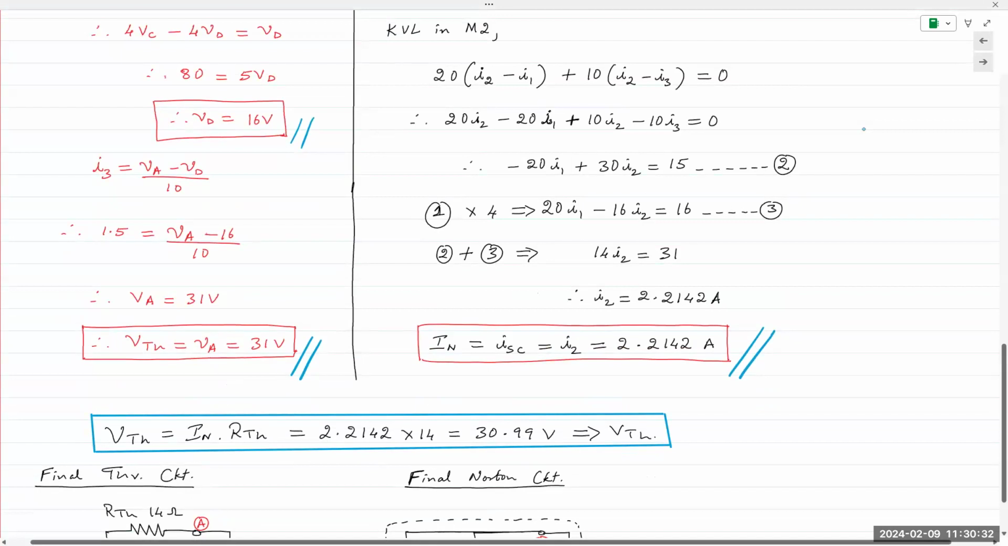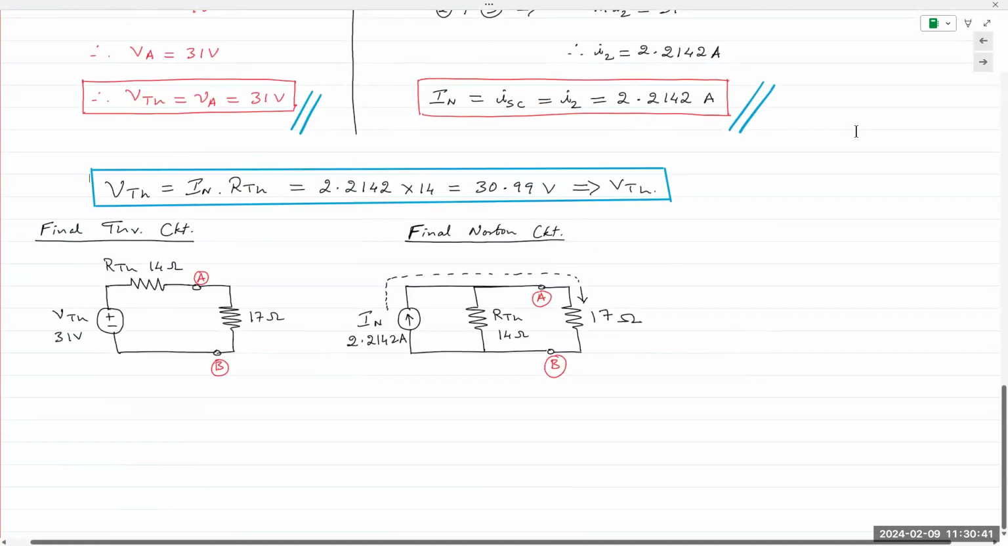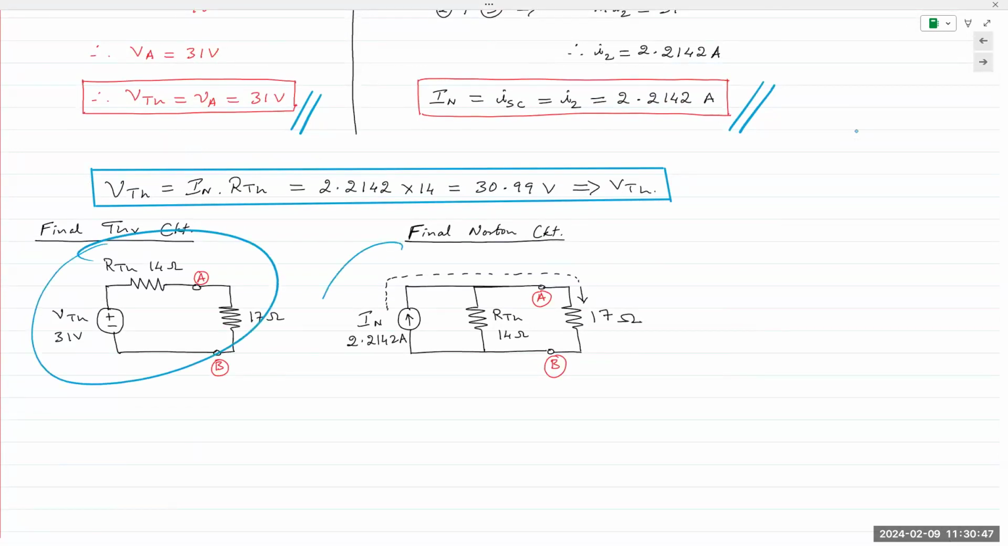If, of course, Ohm's law doesn't work, then there's an error in our calculation somewhere. And then the final Thevenin and final Norton circuits. Now, quick point about these circuits. The circuits are the same for every single circuit, right? Every single problem will have the same end result. The circuits do not change.